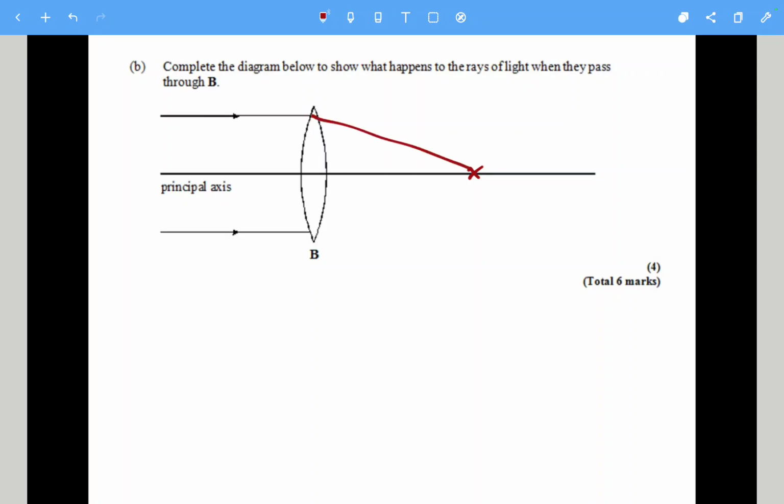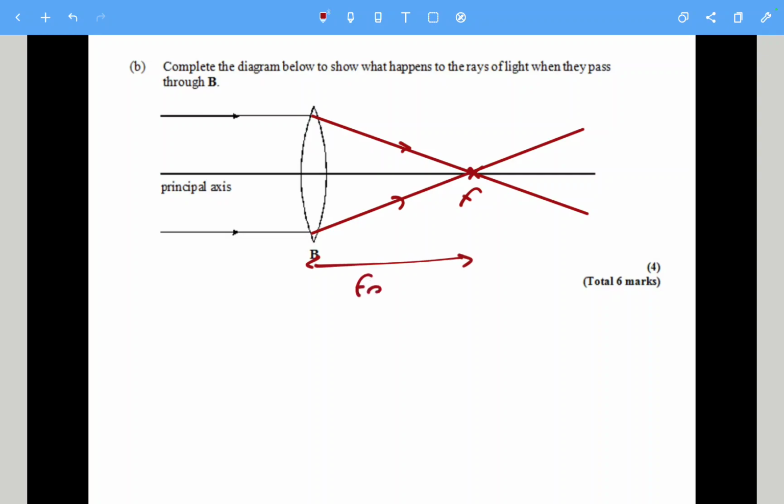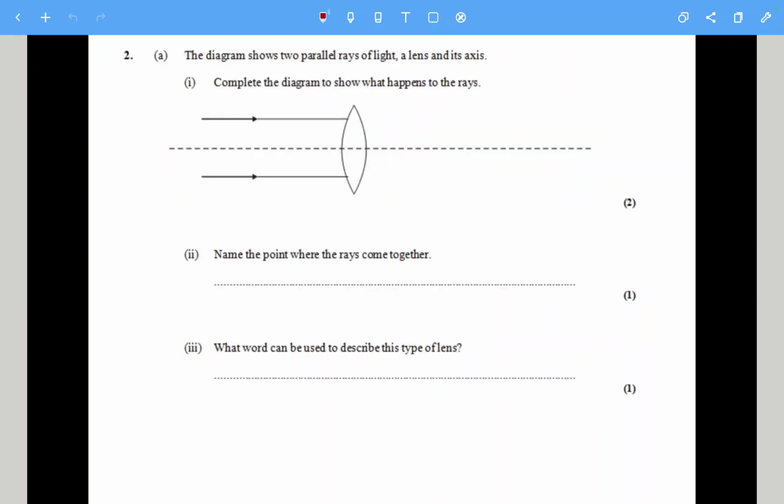Not very good at this. There we go. And this one. There we go. Something like that. And remember to draw the directional arrows. You could even label that F for the focus point if you wish. And just a bit extra, remember that is the focal length.